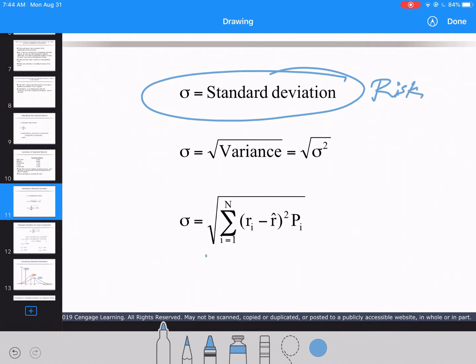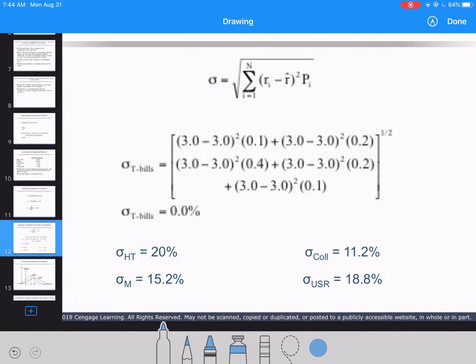And how do you do that? You take the individual return, subtract the expected return, which we just calculated to be 9.9, square it, and then multiply by the probabilities. So this is the one. For T-bills, you do all of those and you'll see that you get 0%. And if you do high tech, you will get 20%.